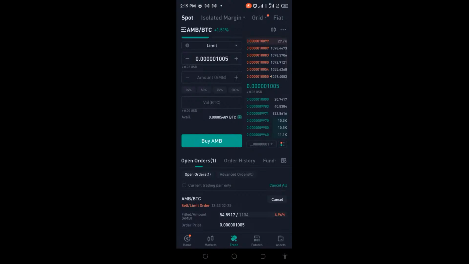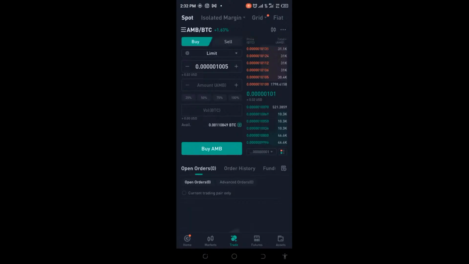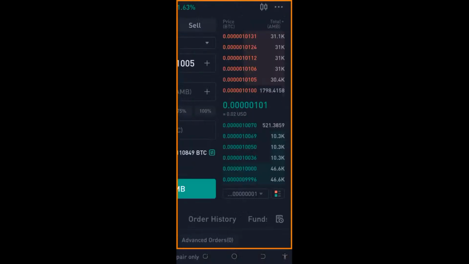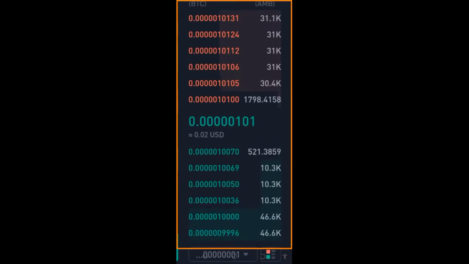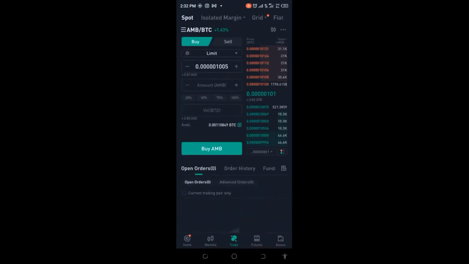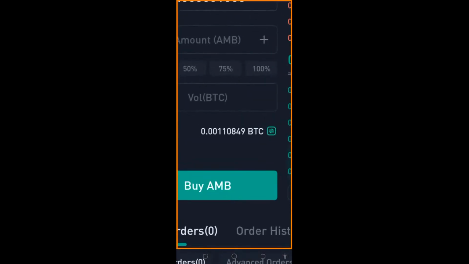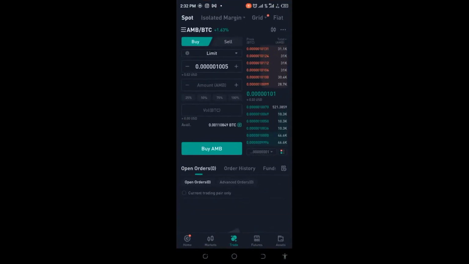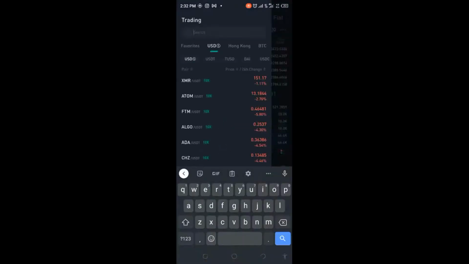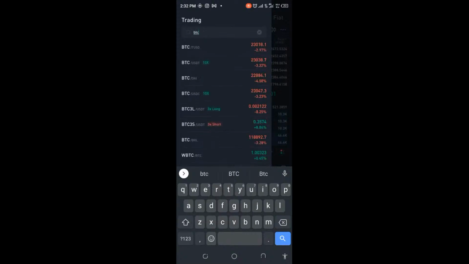Okay, see you shortly. I'm back and it has executed. You can even see that it rose up to 0.0000101. That is phenomenal. So what do we have here? We have no AMB, but we have our BTC. What we're going to do now is change this to TRX, and then we'll send it over to Binance. So let's change this to TRX.